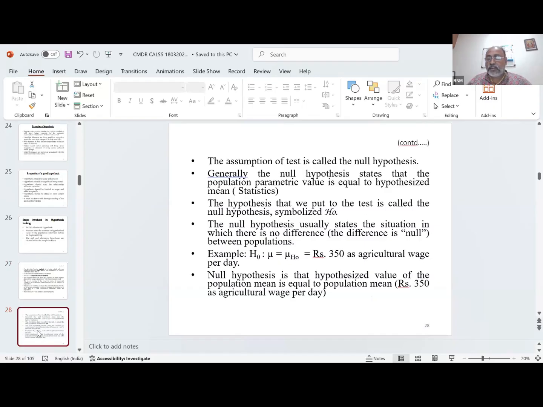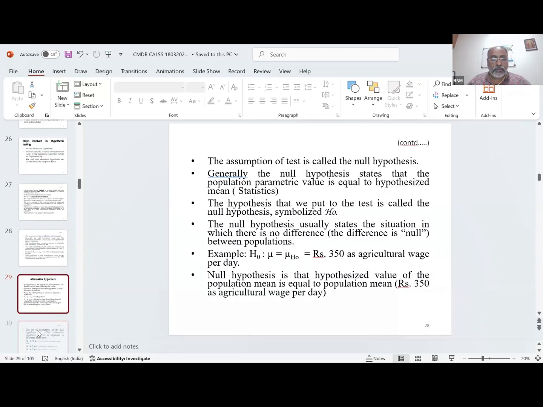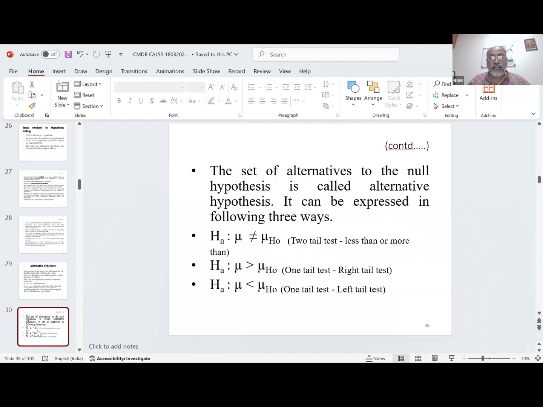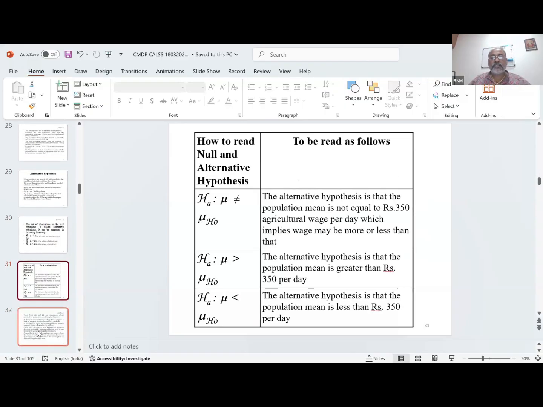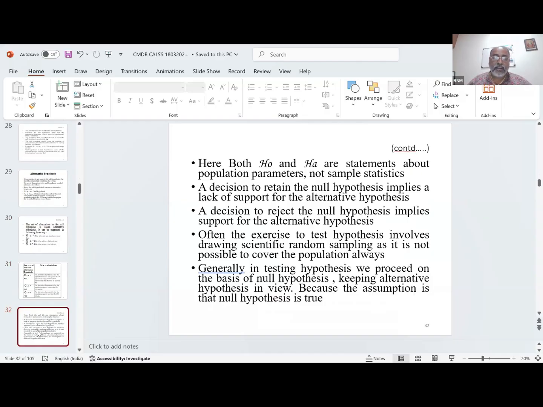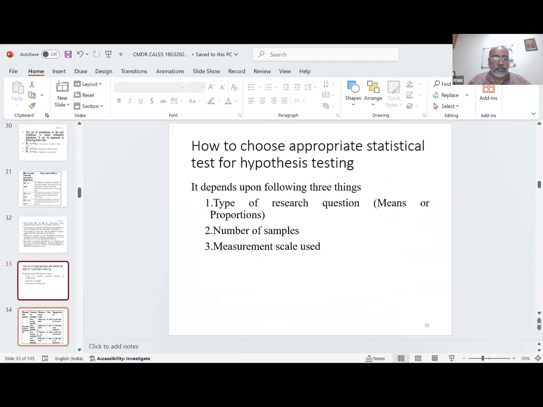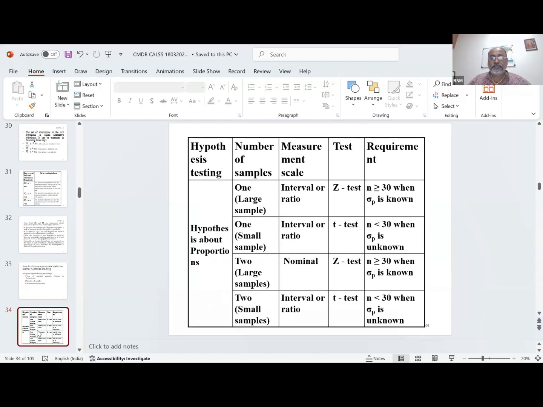Then we'll directly go to the alternative hypothesis also. Please go through pages 25 to 30, 31 yourself, because this will help you to formulate the hypothesis, which is helpful for parametric as well as non-parametric tests. Okay. Then this slide is very important, slide number 34.